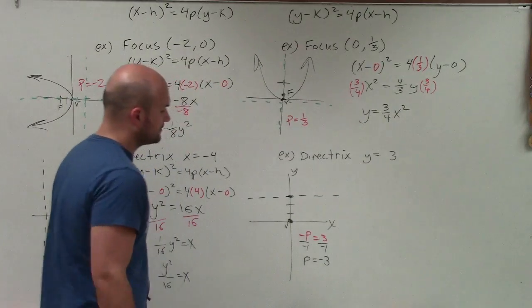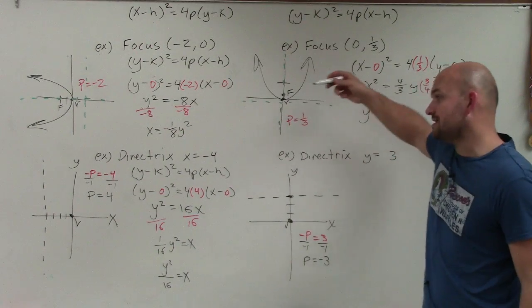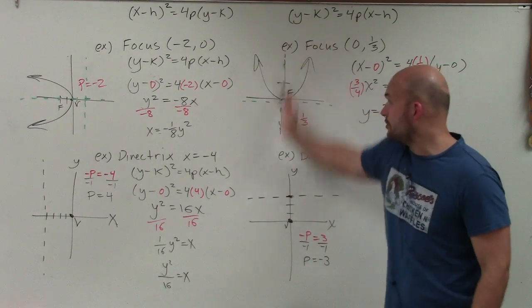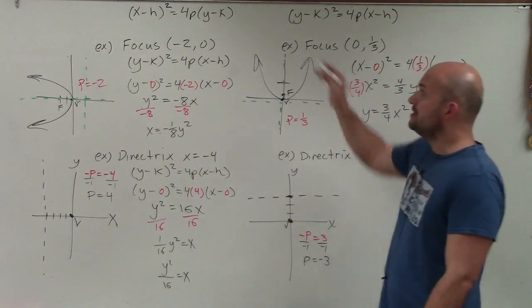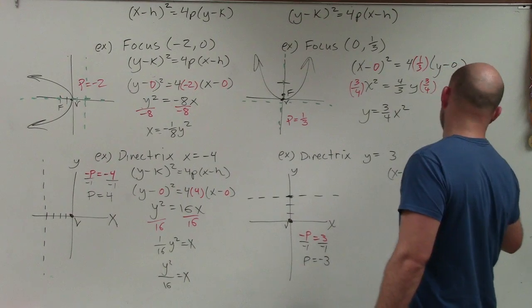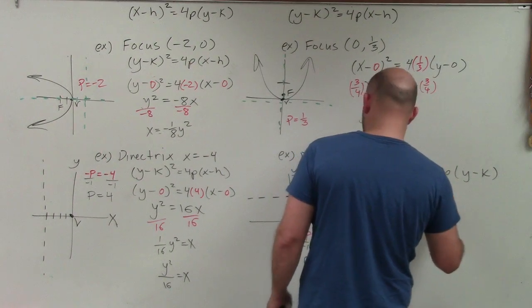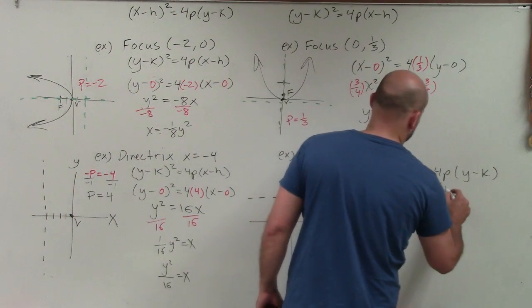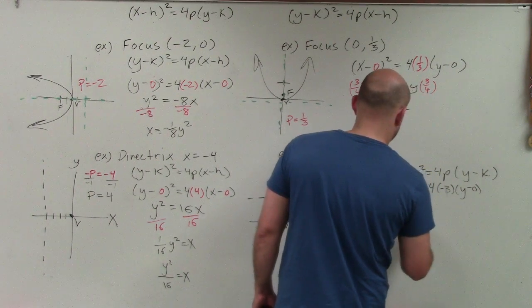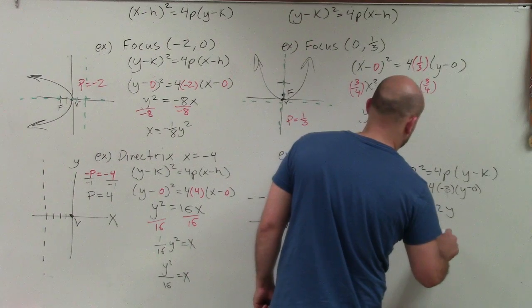equals -3. All right? So again, we use the same equation, but if I notice I have a horizontal directrix, that means I have a vertical axis of symmetry. If I have a vertical axis of symmetry, the parabola opens up or down. So I'm going to use this equation, x minus h squared equals 4p times y minus k. P in this case is going to be -3, times y minus 0. So therefore, x squared equals -12y, or you could say y equals -1/12 x squared.